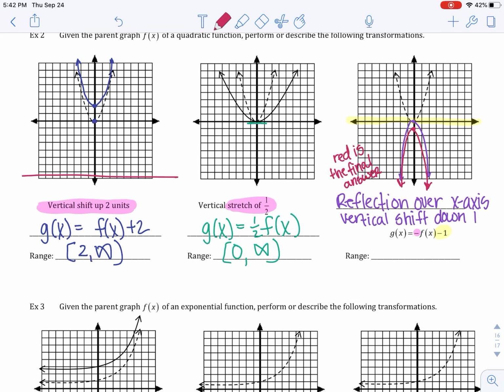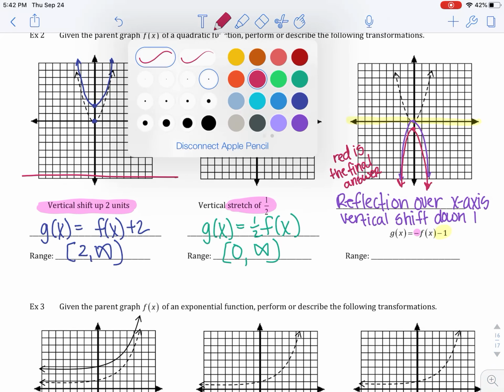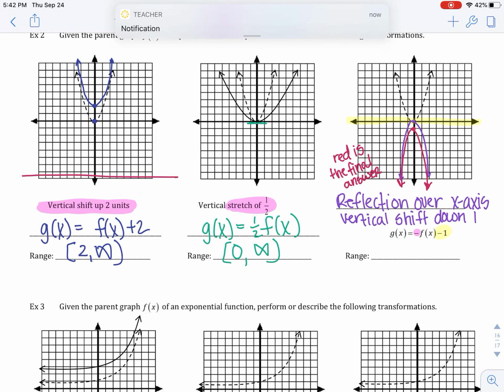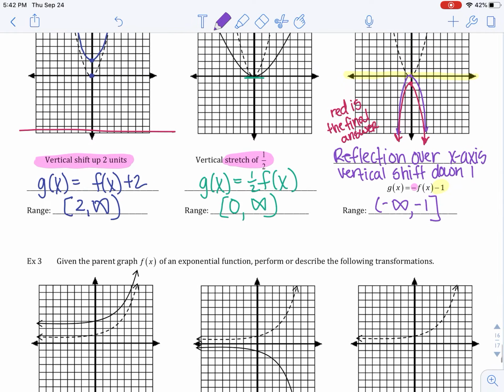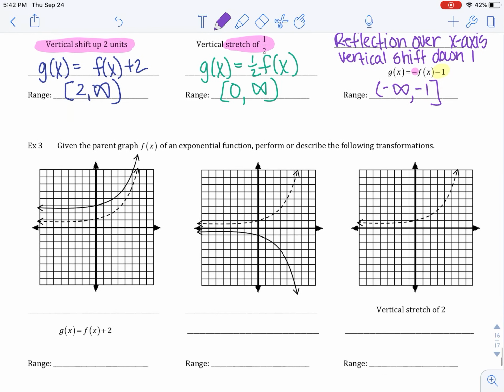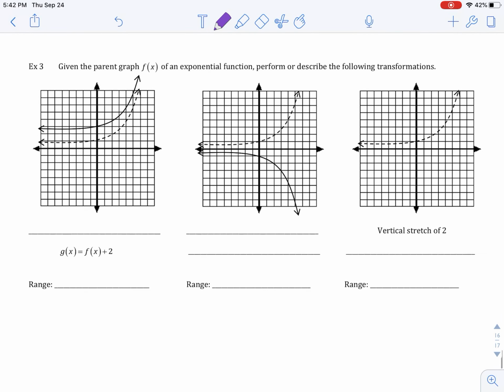All right, now we have to find the range. So it looks like we have arrows pointing down. Down means negative infinity. And if I keep scanning up, the highest point of that quadratic is at -1. Remember, bracket. Awesome. And then we just have 3 more.